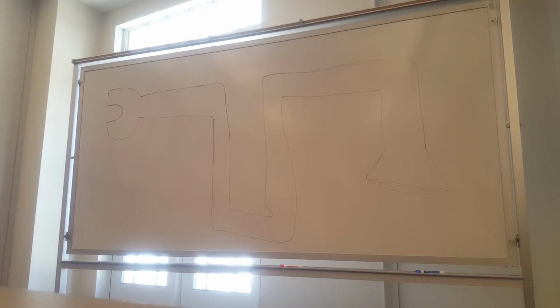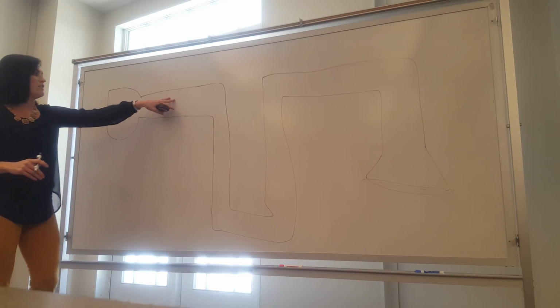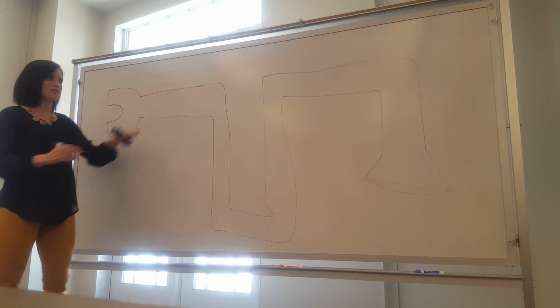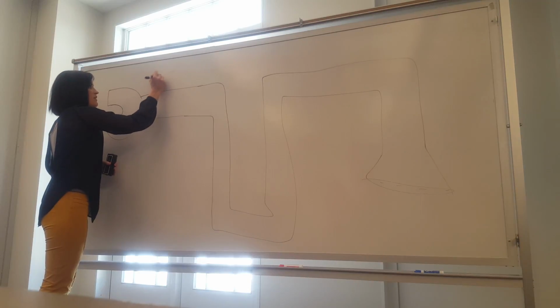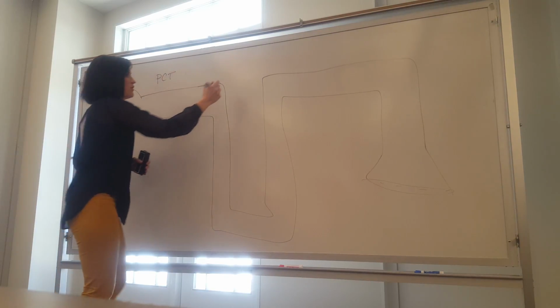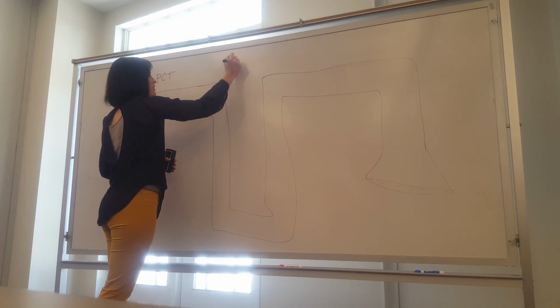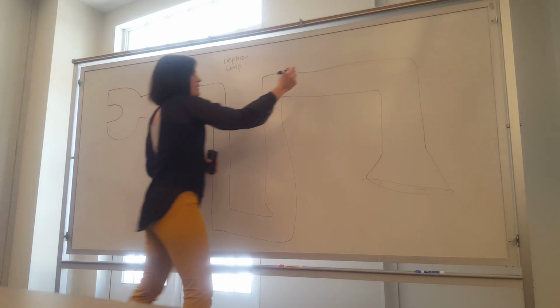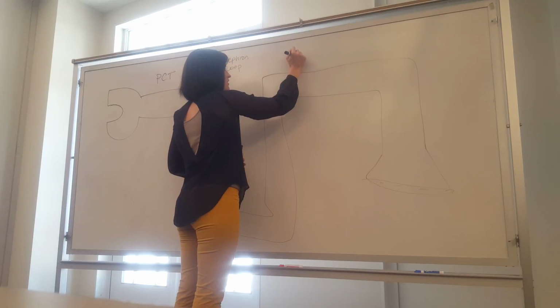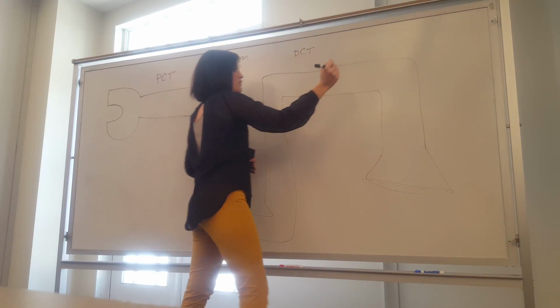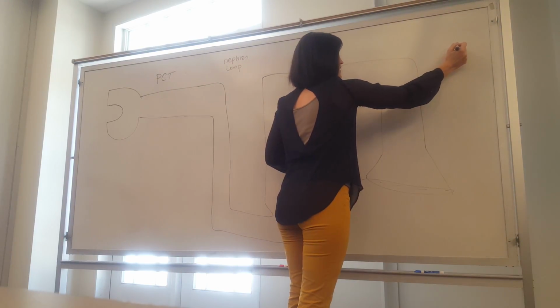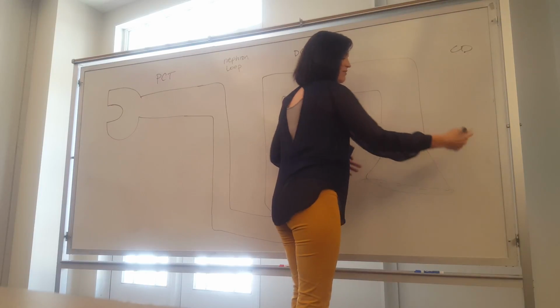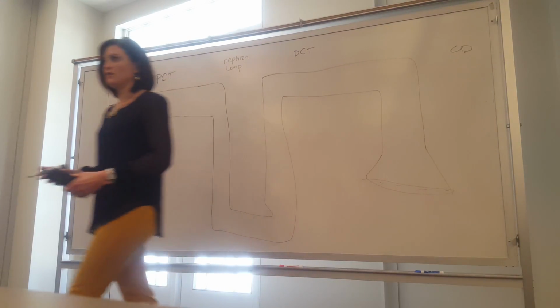So, in your nephron, what area is this part? Proximal convoluted tubule. You have the nephron loop. All right, what is this part? Distal convoluted tubule, collecting duct, and then potentially the papillary duct at the end, okay?